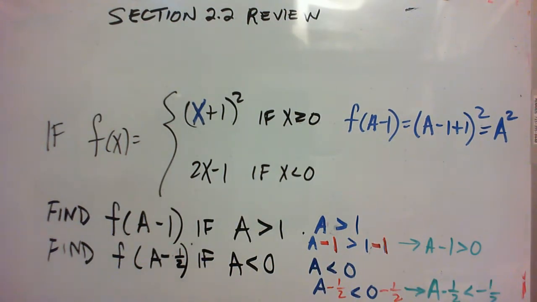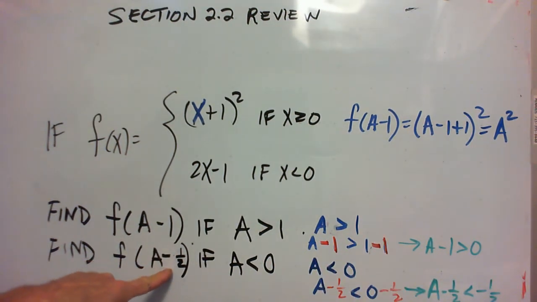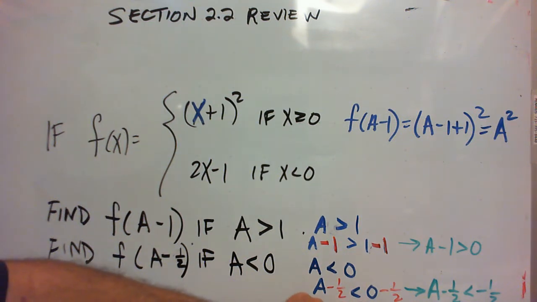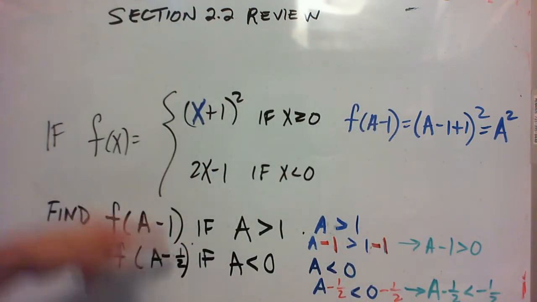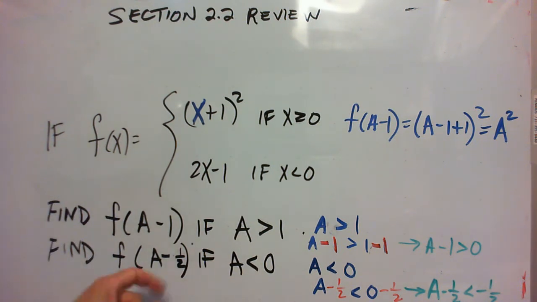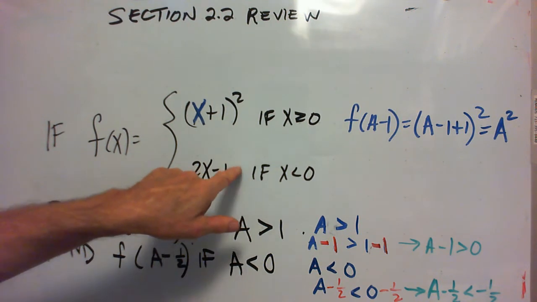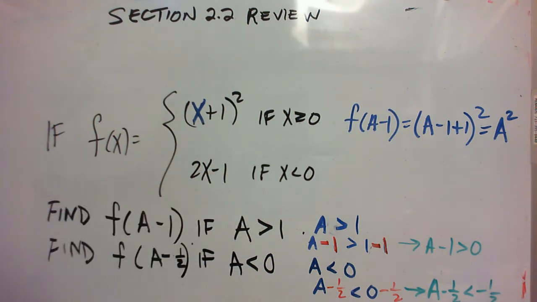In the second problem, the input is a minus a half. Since a is less than 0, if we subtract a half from both sides, we get that a minus a half has to be less than negative a half, which is less than 0. So our input here is negative. A is negative. Subtracting a half from a makes it even more negative. We use this second formula.